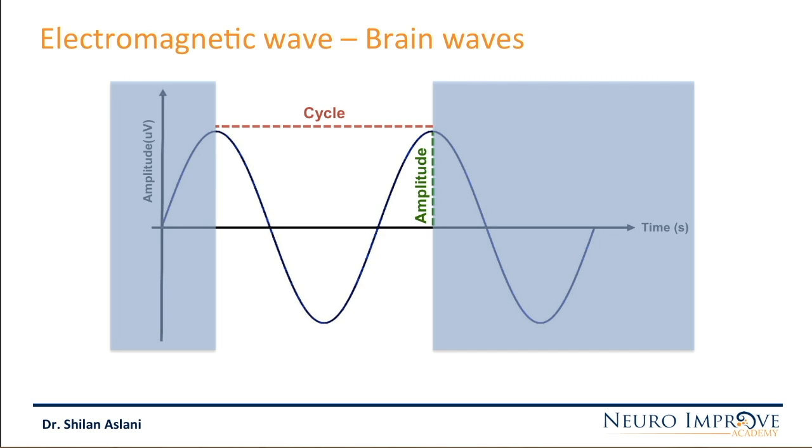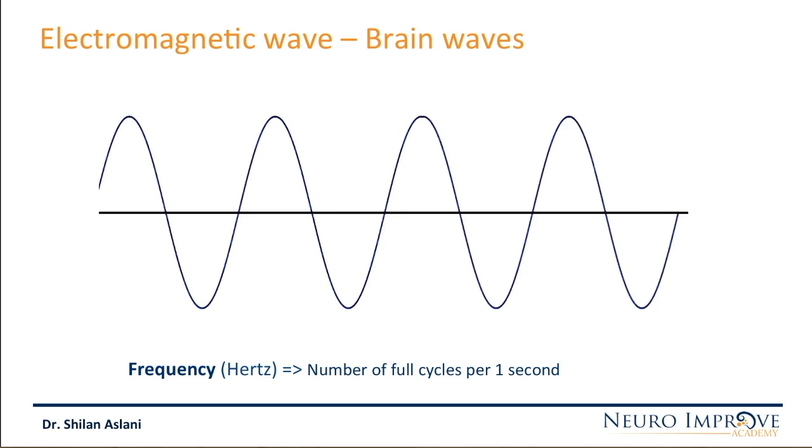Frequency comes from the word frequently. What happens frequently in an EEG is the occurrence of the cycles, right? So, frequency shows how many cycles happened per second. It is measured in something called hertz.